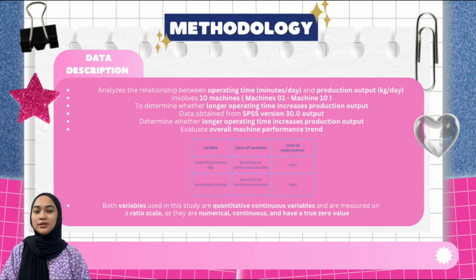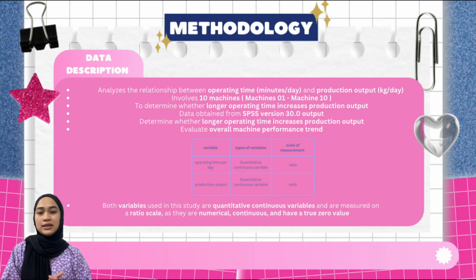Next, I want to present about the methodology. Firstly, data collection. The study analyzed the relationship between operating time per day, measured in minutes, and production output, measured in kilograms per day. The datasheet consists of 10 production machines, labeled from machine 1 to machine 10. The data were obtained from SPSS version 3 output, making it a secondary datasheet. The location of the study was not specified.